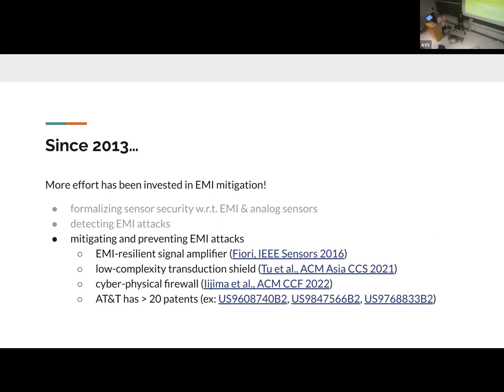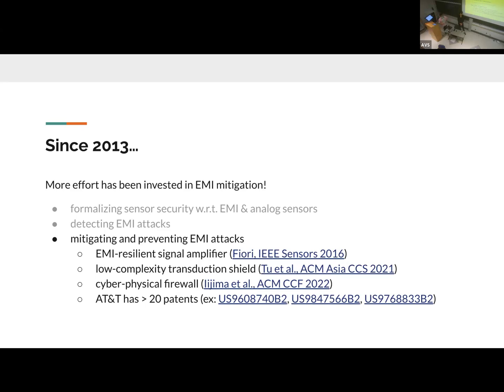There's a ton of stuff here. I'll just quickly highlight four. Microphones have amplifiers, not an E major, but apparently that's true. And Fiore in 2016 developed an EMI resilient signal amplifier. Rating talked about transduction shields. Those used to be more expensive to create, but in the CCS 2021 paper, Xu et al. developed a low complexity one.